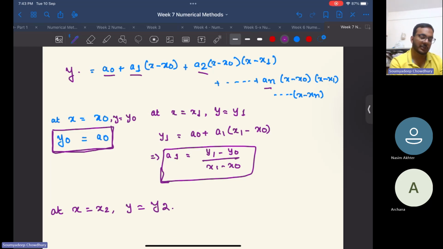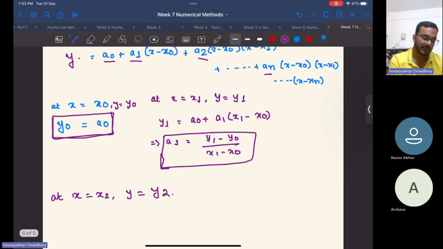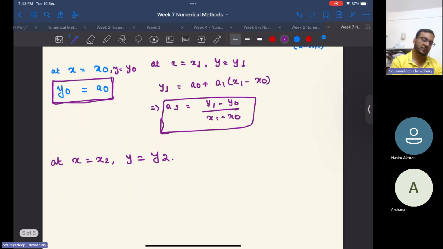Similarly, if we substitute in this equation x equal to x1 and y equal to y1, then y1 will be equal to a naught plus only the second term will remain. From that we can find out a1. Like this, if I substitute x equal to x2, y is y2, so y2 is equal to basically a naught.